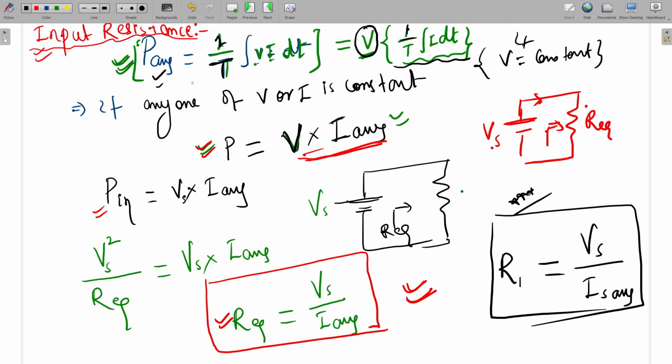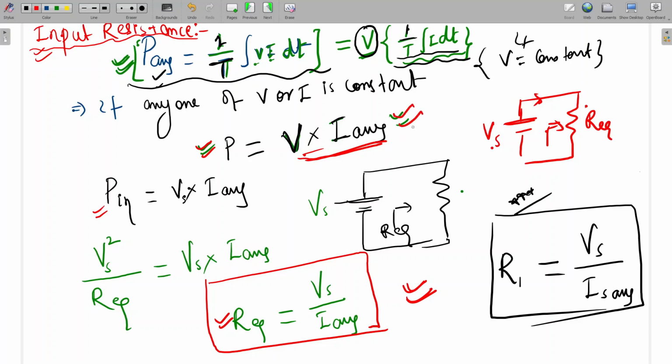Why I average? See, this is the basic formula. In this formula, for any waveform we can apply it and we will get the average power. Here I have taken V common because it is a constant value, and a constant value we can take outside. What is the remaining term? 1 by T integral of I dt, so this will be I average. The formula for any average is 1 by T integral from 0 to T of f(t) dt. That's why the average power will be V into I average. Is it clear? Why not RMS?